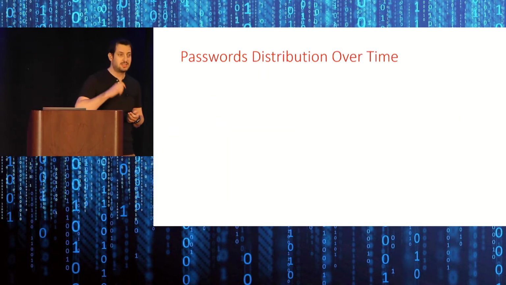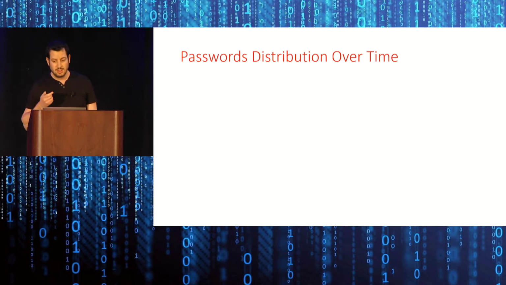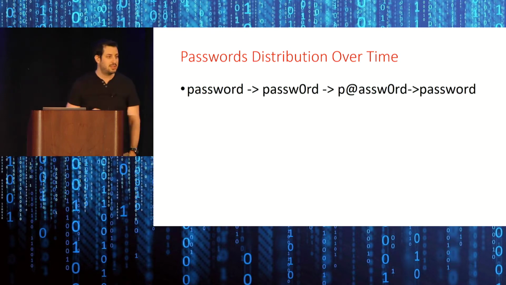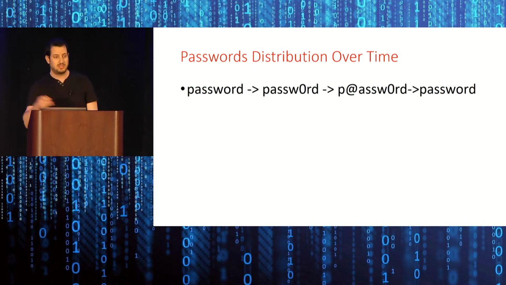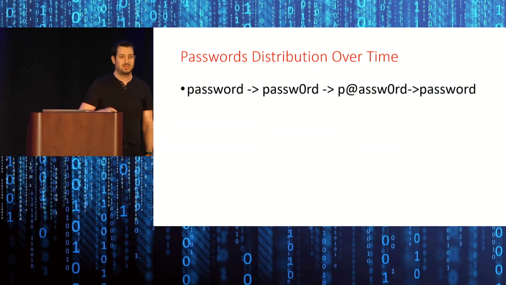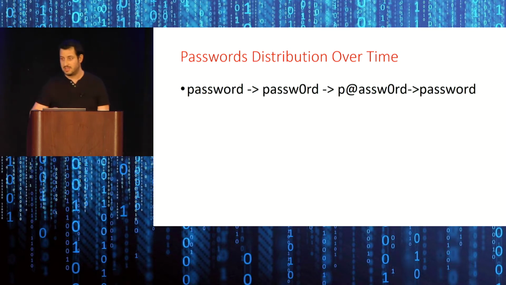And I want to claim that this is not good enough, because password distribution might change over time. We'll give one example. People wanted to use password, and then NIST came in and said, no, you have to add numbers. So they changed the O to 0, and then they added the symbol. But now they don't need to do it anymore, so they go back to password. These are changes that we want to be able to follow.